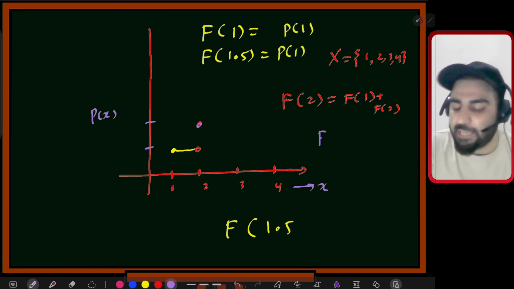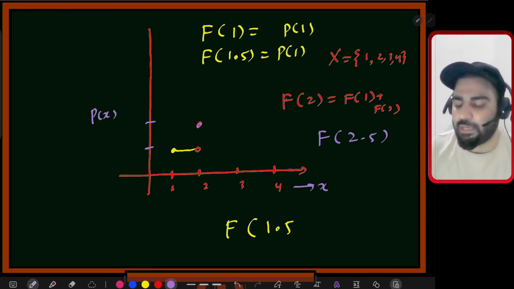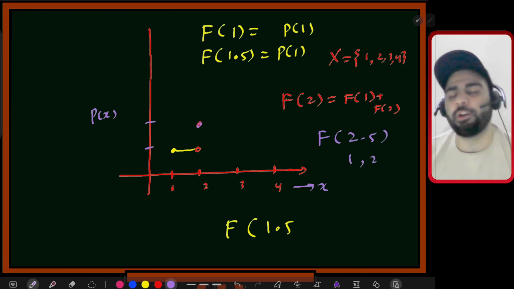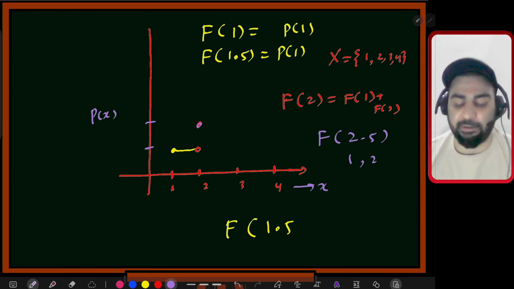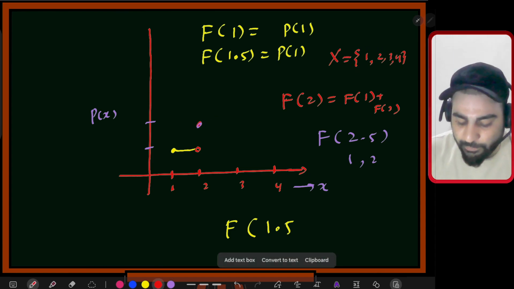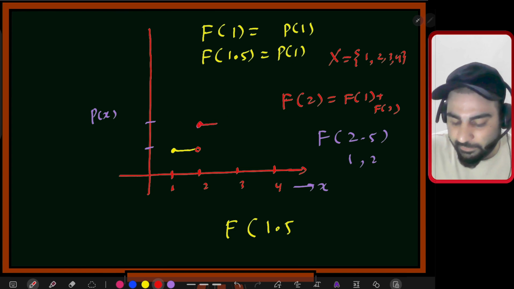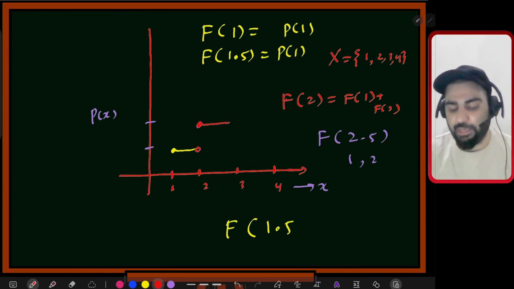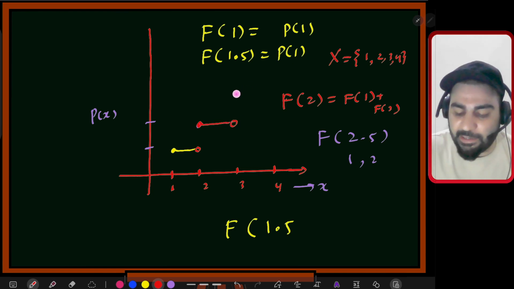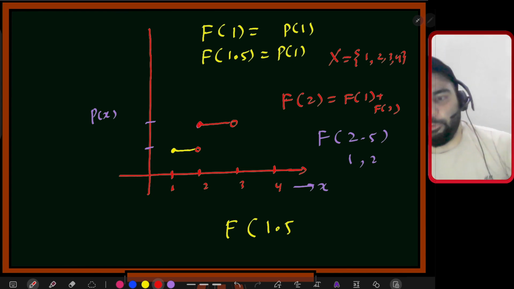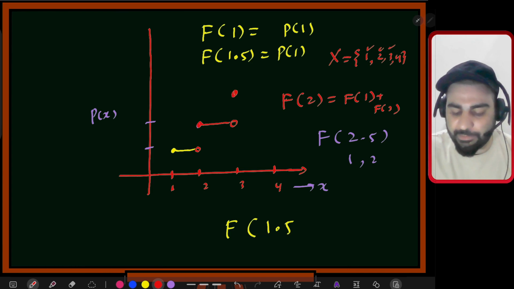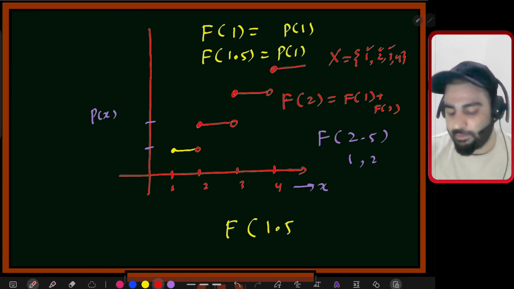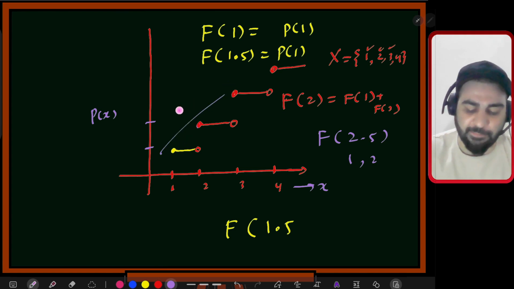Now, what is the CDF of 2.5? There are now 2 numbers, 1 and 2, which are the only numbers less than 2.5, considering this discrete random variable. So again, from here till 3, the values will be the same. At 3, it will again suddenly jump. Why? Now 1, 2 and 3 will be included. So for 3 you will again add up things, and it will look something like this. At 4, you will again see a sudden jump. So this is what a step function is.